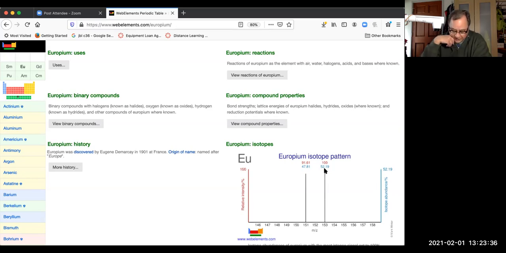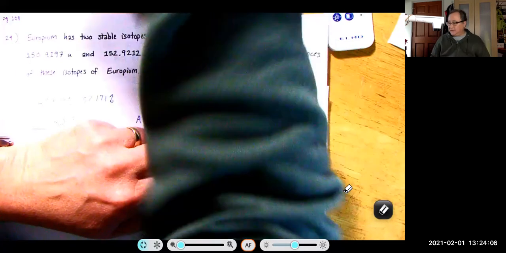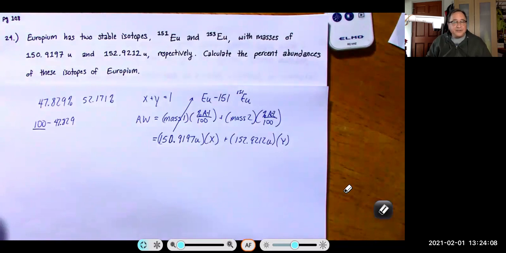And didn't you say you got like 47 point something? Yeah. So you came out really close to what they have found experimentally. Okay. So good job. So I'm going to change my share back to my actual desktop, not my computer desktop. Any other questions?